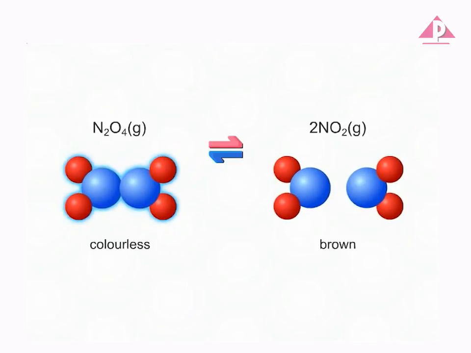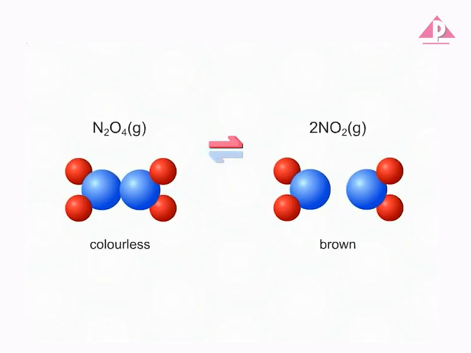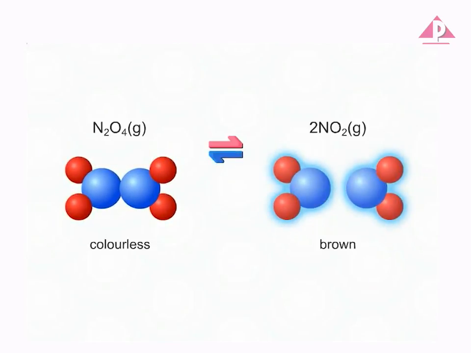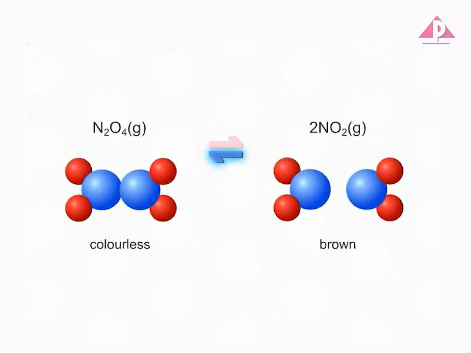The forward reaction of the system is the decomposition of dinitrogen tetroxide into nitrogen dioxide. The backward reaction is the combination of nitrogen dioxide into dinitrogen tetroxide.